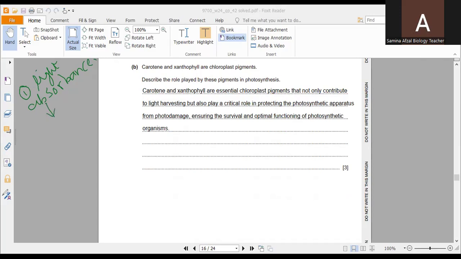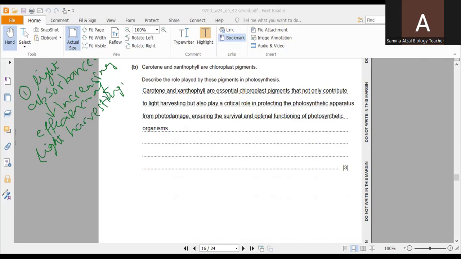So light absorbing increases the efficiency of light harvesting, that is, harvesting or capturing the light.